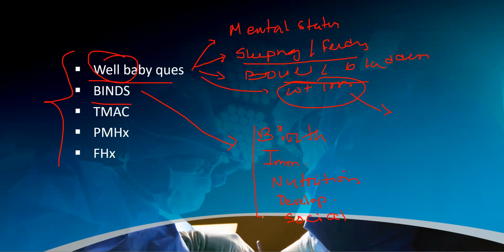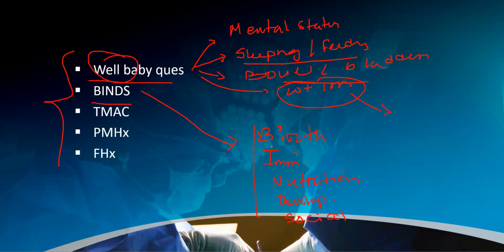So for birth history, we will just ask, how was the birth? Or you can ask, how was the birth history? Or how was the pregnancy and delivery? Was there any complications? Was he a term baby? Okay, so birth history, normally we ask, how was the birth history? Was there any complications during pregnancy or delivery? Was he a term or preterm baby?